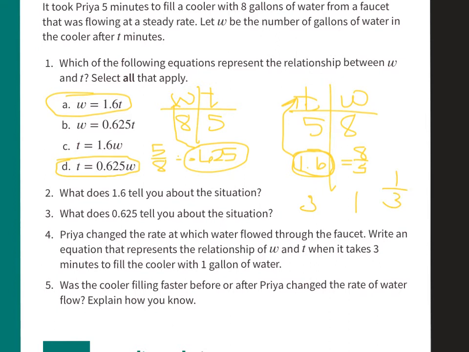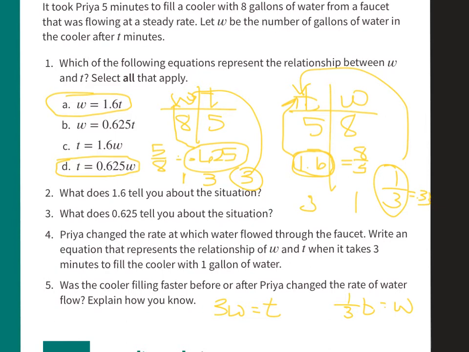Okay? Or 0.333333333. So to write an equation, I'm just going to go 1/3 T equals W. Okay? If you did it the other way around and put 1 and 3, 3 divided by 1 is 3. So then it'd be 3W equals T. Okay? So either equation would work.